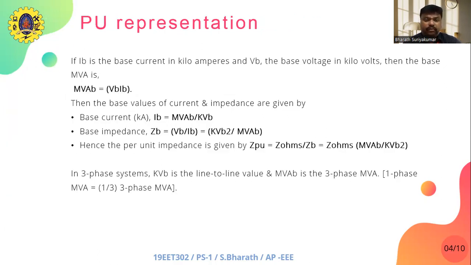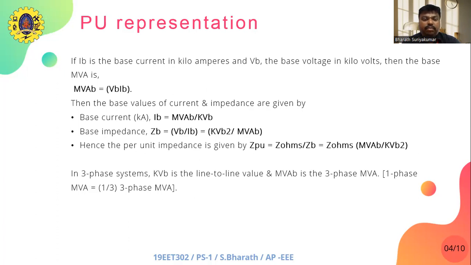Per unit representation. How do you represent this per unit? If IB is the base current in kiloamperes and VB the base voltage in kilovolts, then MVAB is equal to voltage multiplied by current, that is, V into I.